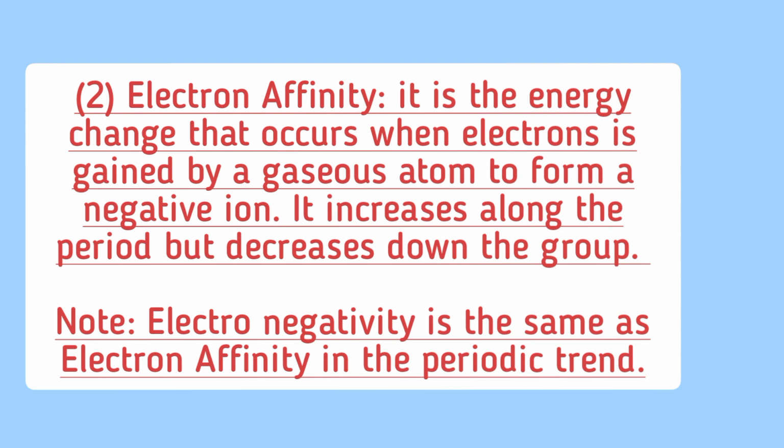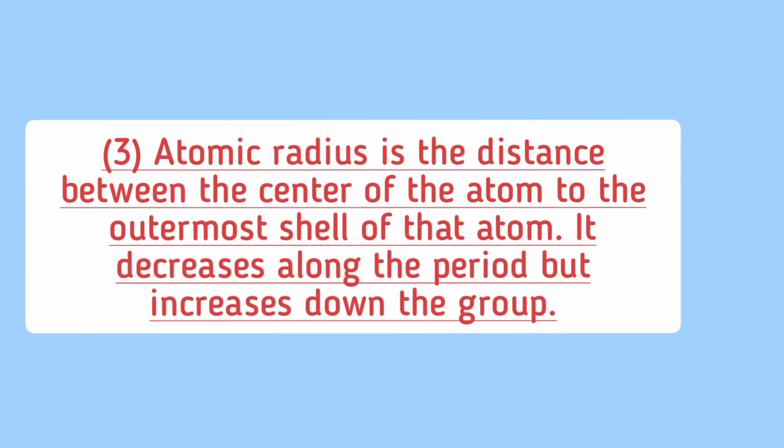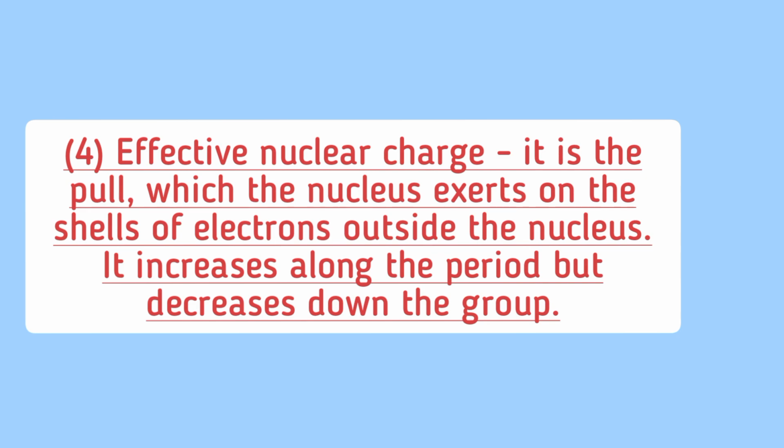So we go to number 3. Number 3 is atomic radius. What is atomic radius? It is the distance between the center of the atom to the outermost shell of the atom. It decreases along the period but increases down the group.